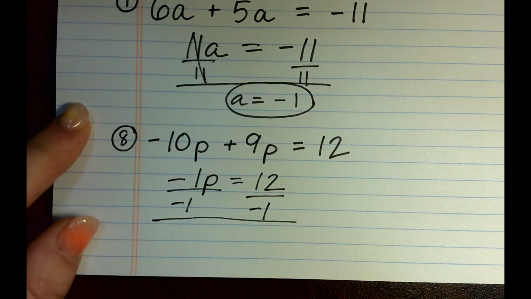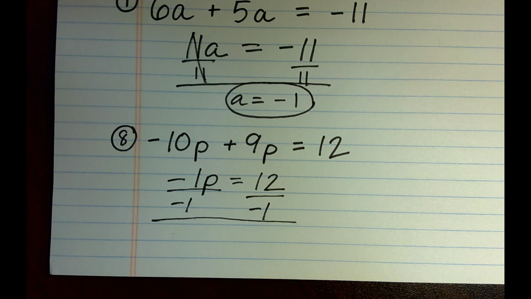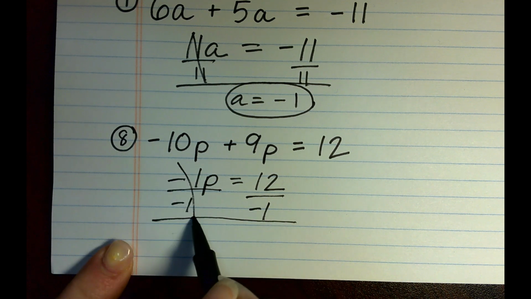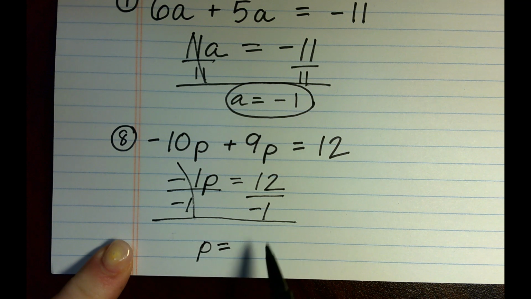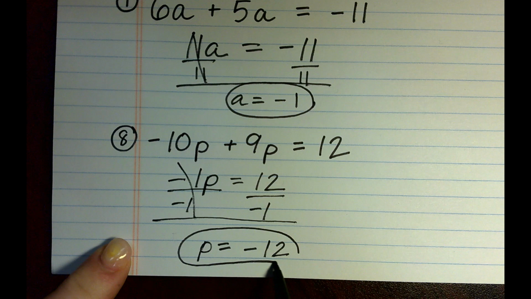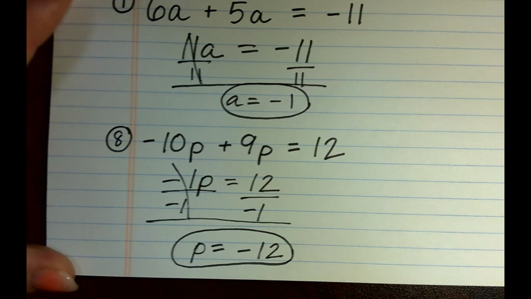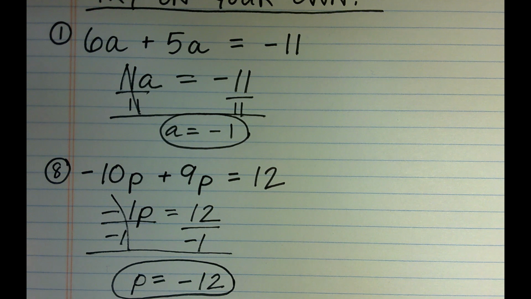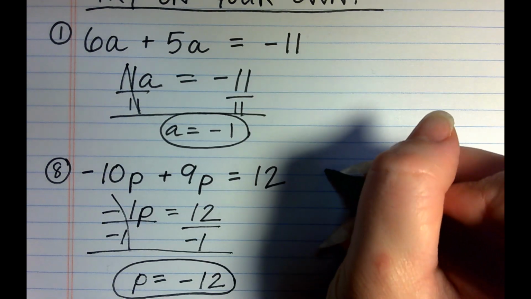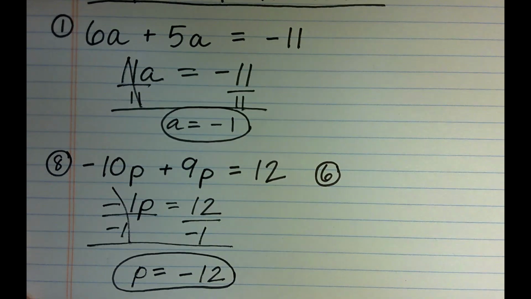And any number divided by negative 1, the number doesn't change, but the sign does. We'll get p equals negative 12. That's how we got there. You do 6 as well. Yes, absolutely. Okay, did that help, Milena? Yeah. Perfect. Okay, let's look at number 6.